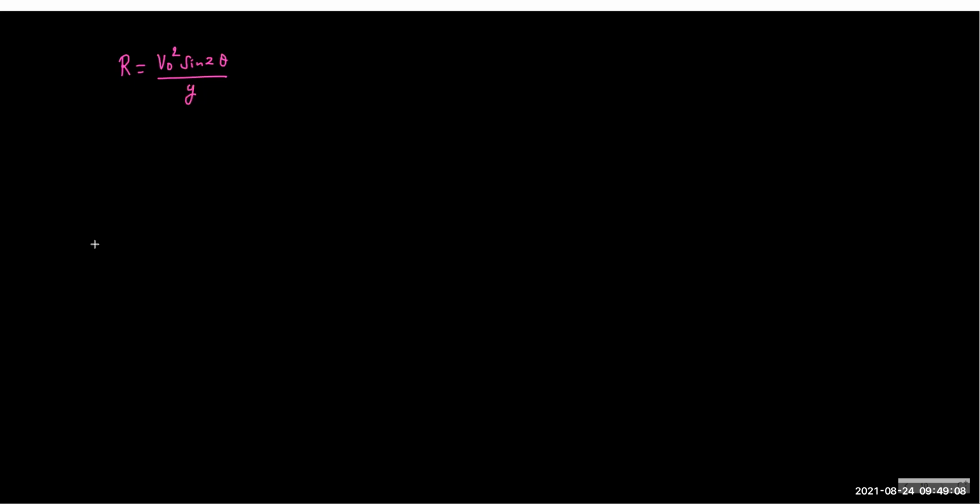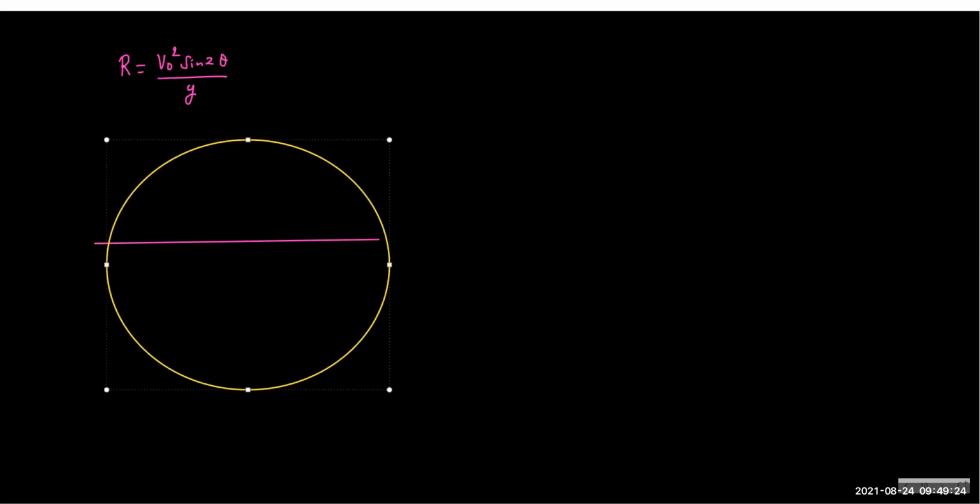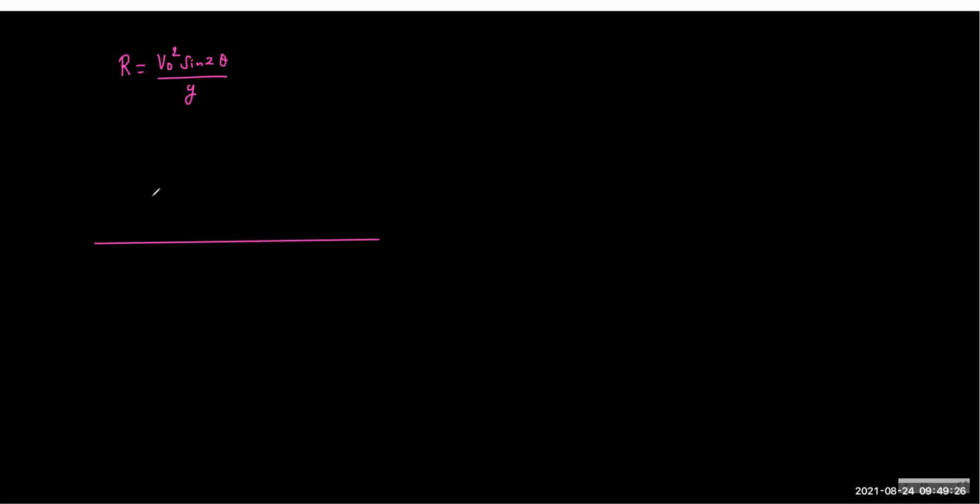Now, there's a really fascinating fact about oblique projectiles, and that is you can achieve the same range. So you can achieve the same range with the same speed at two different angles. This is interesting.